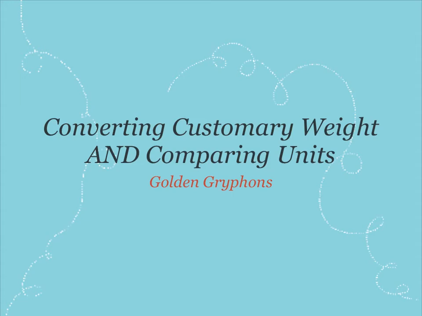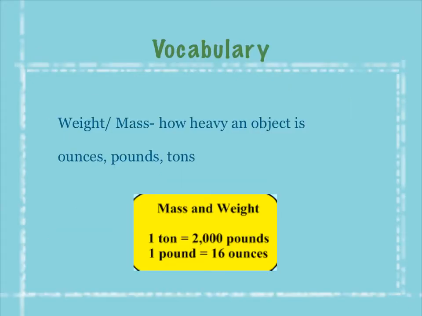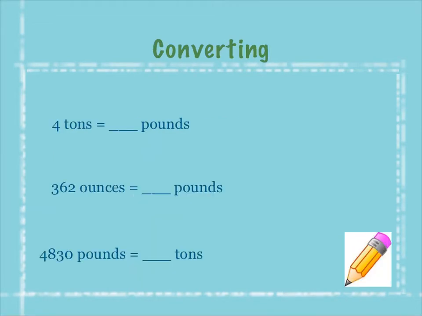Tonight's homework video, we're going to be converting customary weight, and we're also going to be comparing different units of measure. Alright, so as we get started, let's go over some vocabulary. So first of all, weight or mass is how heavy an object is. The units that we're going to be using tonight are ounces, pounds, and tons. So let's get right off the bat in converting.